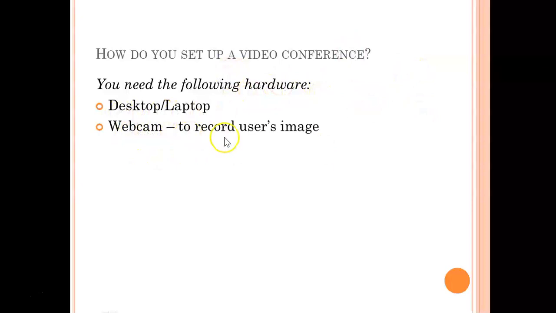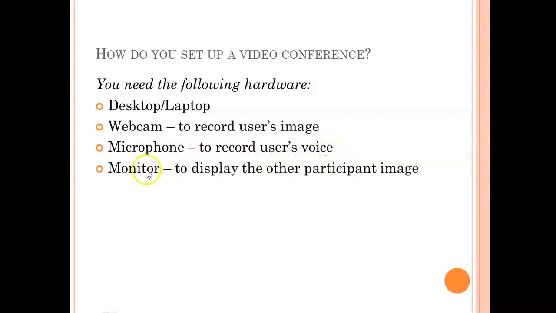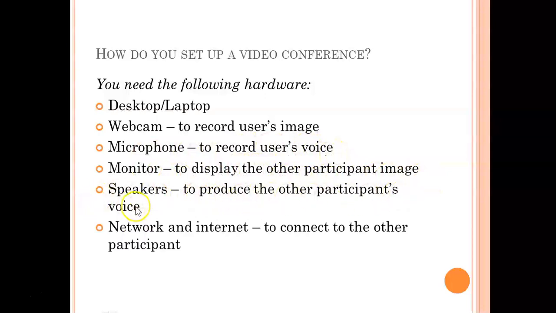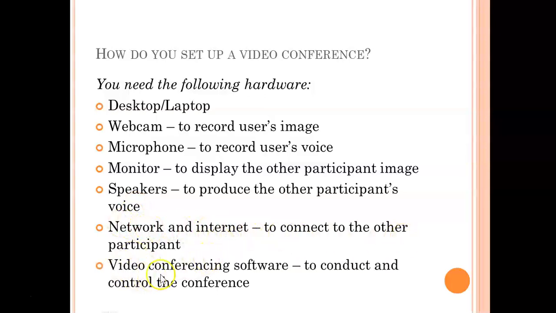You need a webcam to record a user's image. You need a microphone to record the user's voice. A monitor to display the other participant's image. Speakers to produce the other participant's voice. You need a network and internet to connect to the other participant. And you need video conferencing software to conduct and control the conference.